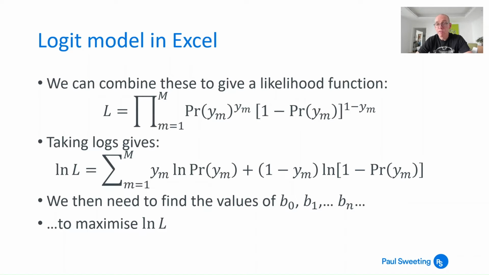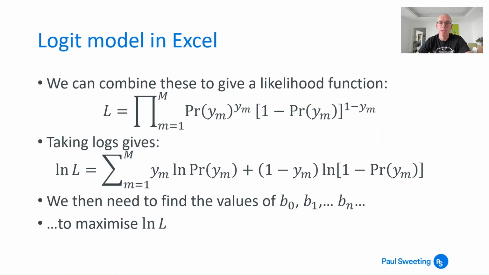What that means is, if the firm has defaulted, the second part of this expression is just equal to 1, because that 1 minus PR of ym to the power of 1 minus ym is going to be raised to the power of 0. It's going to be raised to the power of 1 minus 1. So it becomes irrelevant. If you've got a firm which hasn't defaulted, so ym is equal to 0, conversely the first part of this expression is equal to 1 and becomes irrelevant. And the second part, which is 1 minus the probability that ym is equal to 1, in other words, the probability that it hasn't defaulted, is raised to the power of 1 minus 0, which is 1.